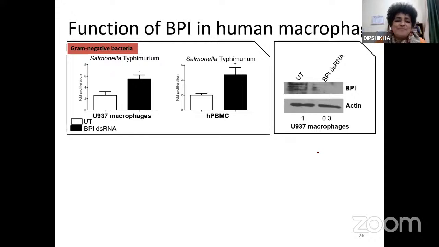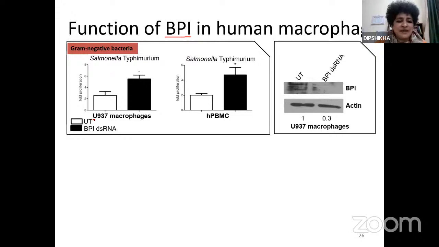Now you will ask a very important question. It is fine that the macrophages are making the BPI. The BPI should do what in turn? It should kill the bacteria, right? What happens when we infect these macrophages with a bacteria? Let us see what happens.